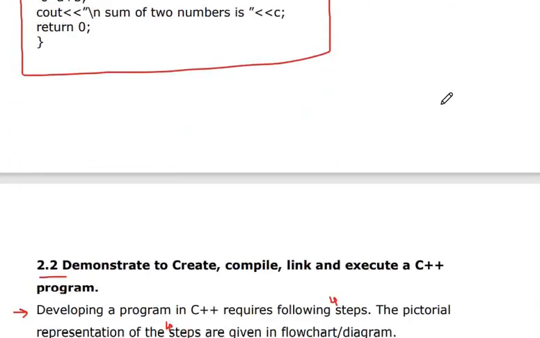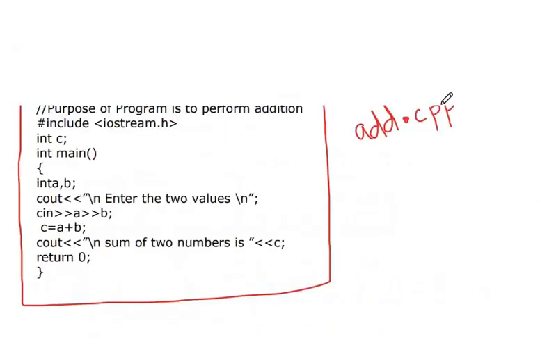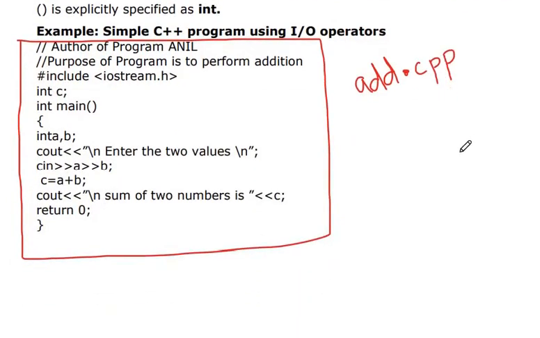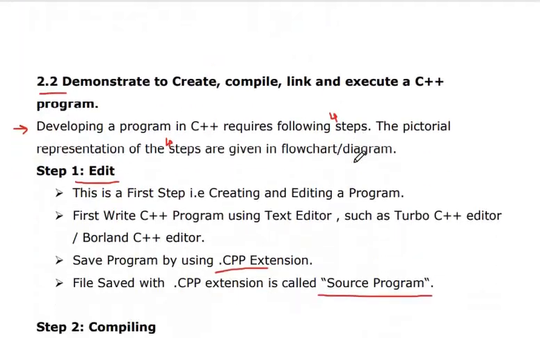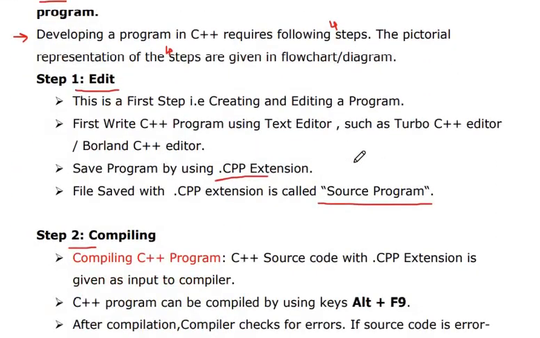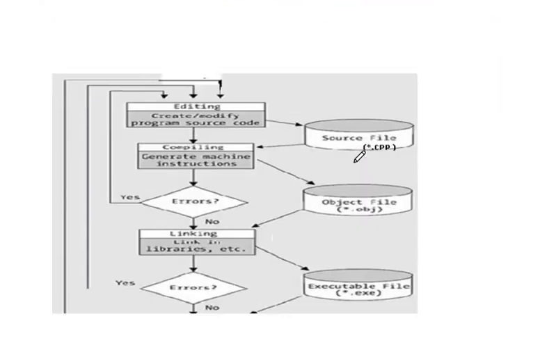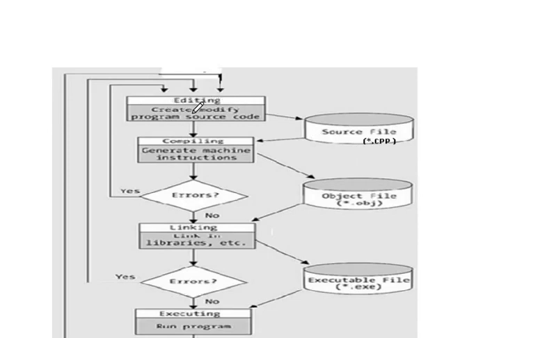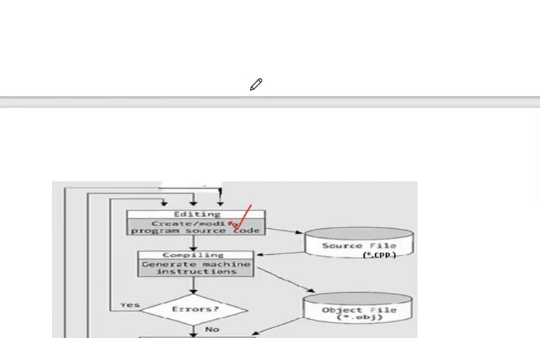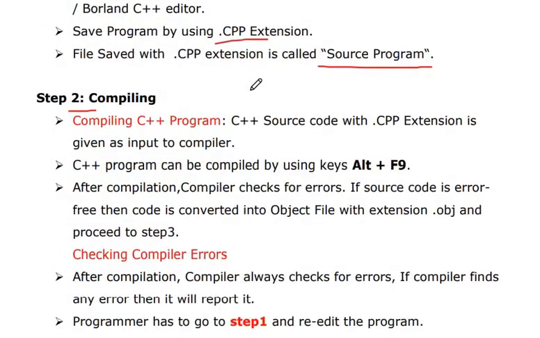So what is this program called? This program is called the source program. Now let us see this creating and editing of a program by using the flowchart. This is the first step. First we have to create the source program by using any editor. Second step.